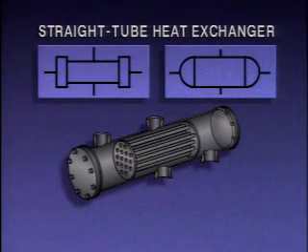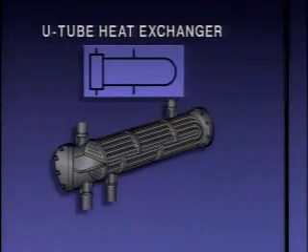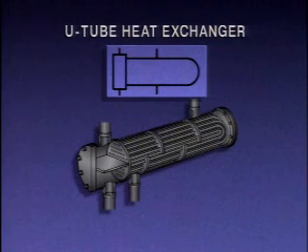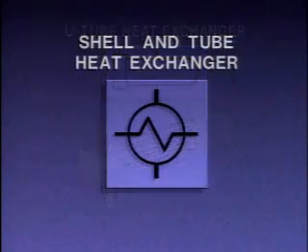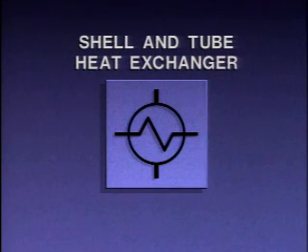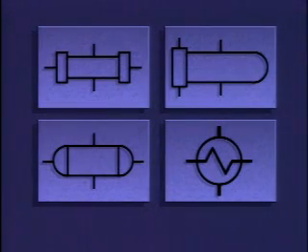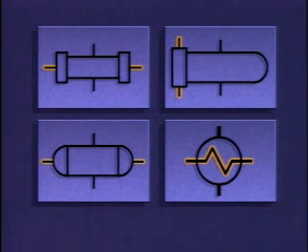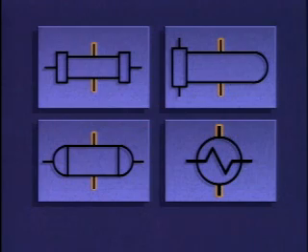These symbols are often used to represent a straight tube, shell and tube heat exchanger. This symbol represents a U-tube, shell and tube heat exchanger. You may see this symbol used to represent either type of heat exchanger. Each of these symbols has lines that represent the inlet and outlet for the two flow paths through the heat exchanger. One pair of lines represents flow through the tubes in the heat exchanger, and the other represents flow through the shell around the tubes.